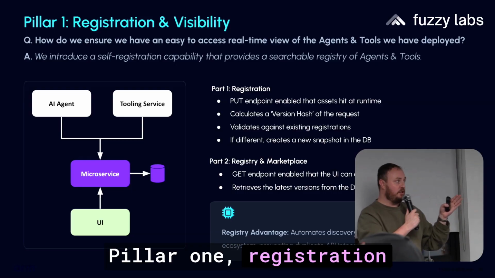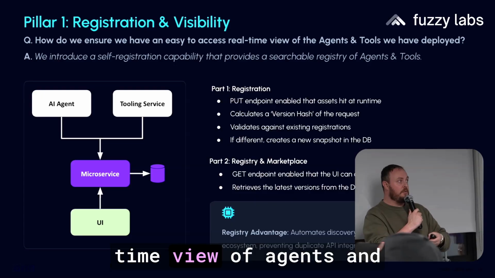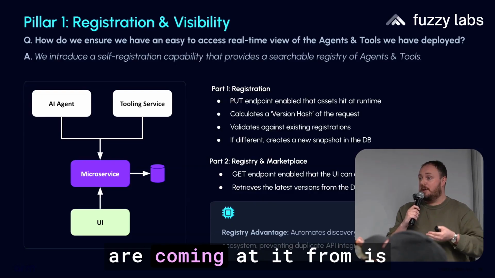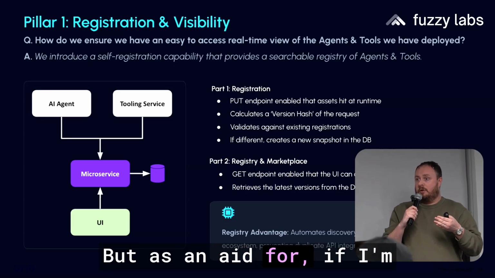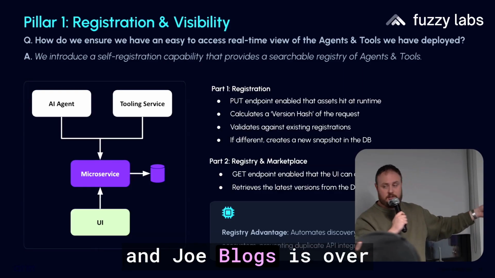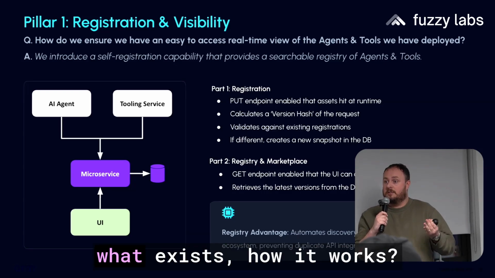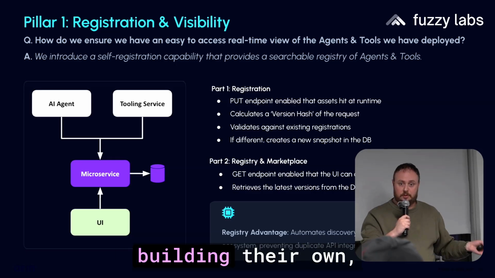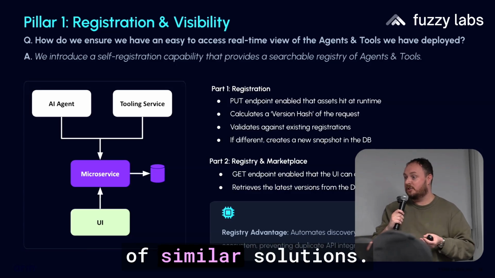So, pillar 1, registration and visibility. How do we ensure we have an easy to access real-time view of agents and tools that we deployed? So this is genuinely what we are doing now. The lens that we are coming at it from is not as a governance aid, but as an aid for, if I'm an AI agent developer and Joe Bloggs is over there, how do I make sure that he or she knows what exists, how it works, can they use it before building their own, deploying their own, and we end up in a quagmire of similar solutions.